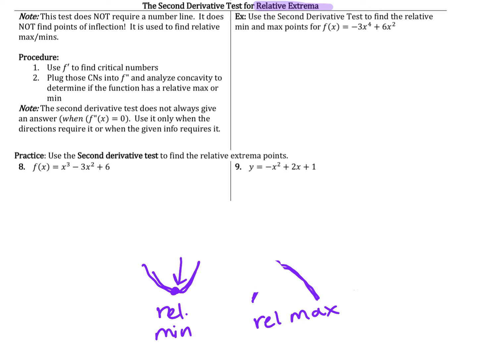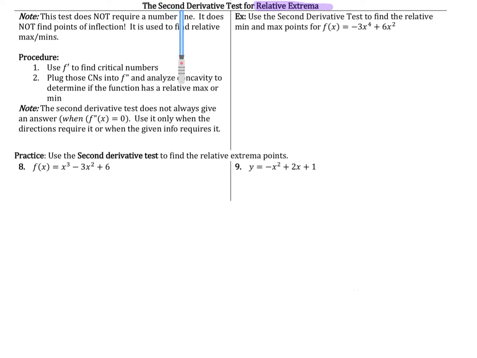So a couple things that I want to point out as we're working through this. First of all, is that this test is called the second derivative test for relative extrema. This test does not require you to make a number line, and it does not find points of inflection. So we just spent a bunch of time finding inflection points. That is not what we are using this test for. We are using this test to find relative extrema.